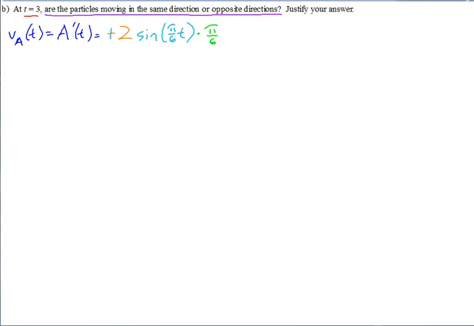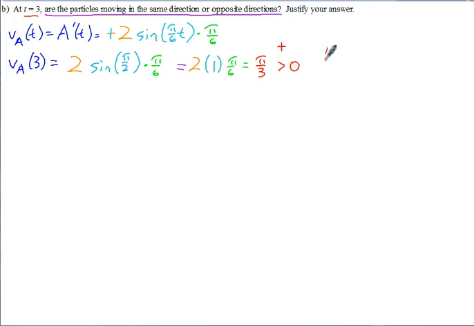And now, let's go ahead and substitute in 3. So what we're really concerned with here is whether this is going to be positive or negative. So we've got 2 times the sine. When you substitute in 3, that becomes 3 pi over 6 reduces to pi over 2 times pi over 6. And we already figured out the sine of pi over 2 is 1. So this is 2 times 1 times pi over 6. That reduces to be pi over 3. But the importance in terms of what we're asked about here is not the actual value, just whether it's positive or negative. In this case, that's greater than 0, that's positive. So we need to know particle A is moving right at time 3.